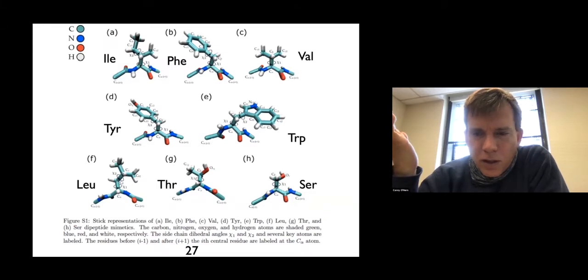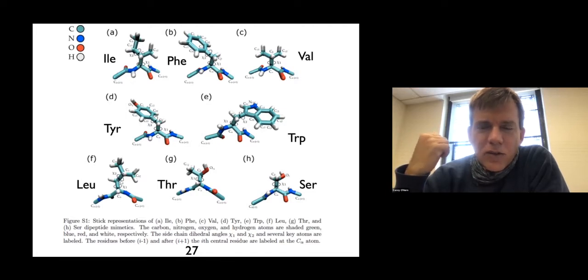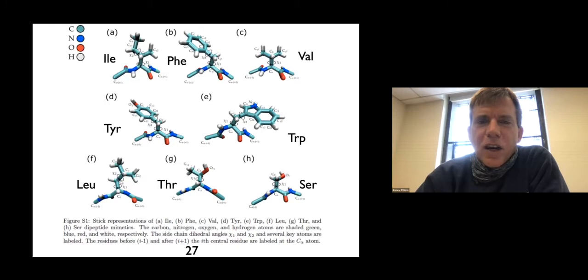And they have different side chains. Threonine and serine have one dihedral angle. The others have two dihedral angles. And those dihedral angles are going to be called chis. So the lower value of chi is closer to the backbone. And then as you go up, chi1, chi2, chi3, you move further from the C alpha atom.